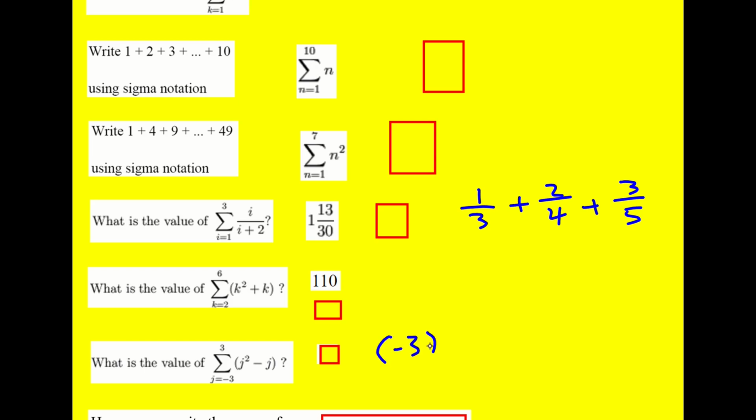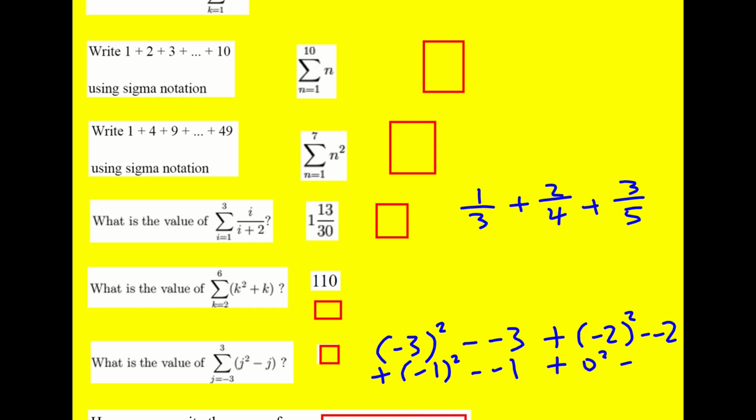So it's going to be minus 3 squared minus minus 3, plus minus 2 squared. I kind of regret saying don't use a calculator for this because it's going to be a lot. Plus minus 1 squared minus minus 1, plus 0 squared minus 0, plus 1 squared minus 1, plus 2 squared minus 2, plus 3 squared minus 3.